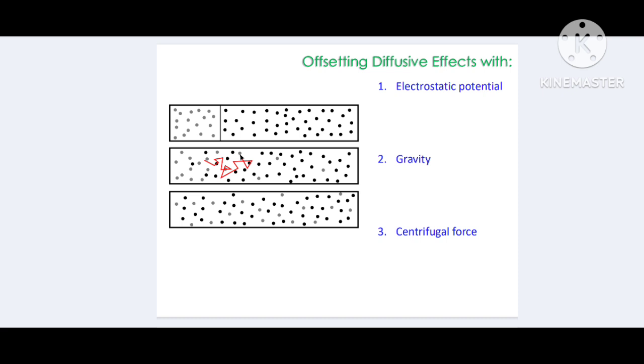And the other thing is centrifugal force. Why is this important in biology?